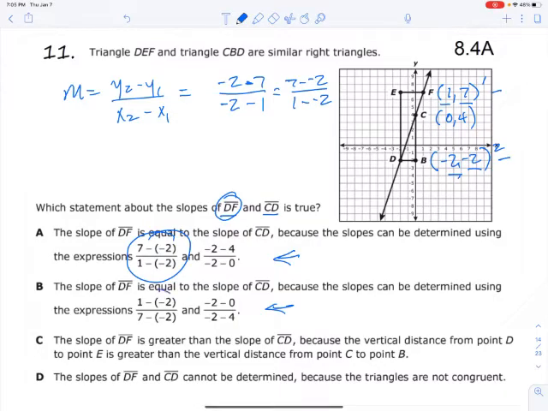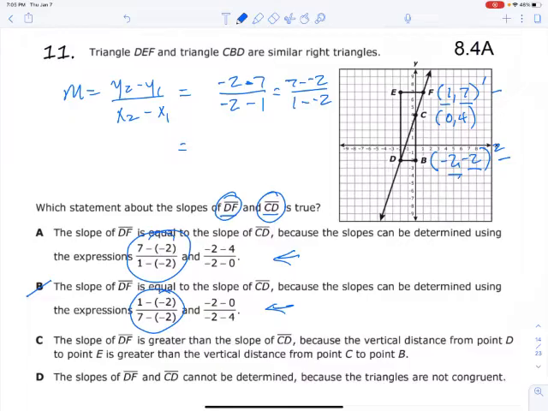Now, you'll notice in B, what they did was they've got the 1 minus -2 on the top, and then the 7 minus -2 on the bottom. So what they did is they put the x's on top and the y's on bottom. So that automatically tells me that B is out. But A is good. Now if we were to look at the other points, which is CD, we're going to do the same thing. Since they reversed it on the first one, they're probably going to reverse it on the second one as well. So we'll see.